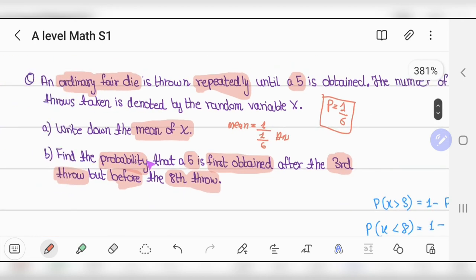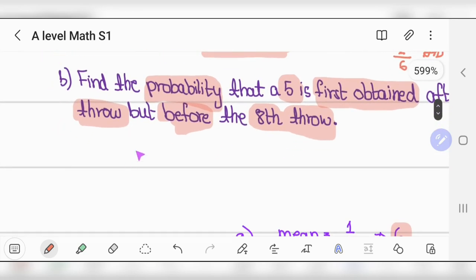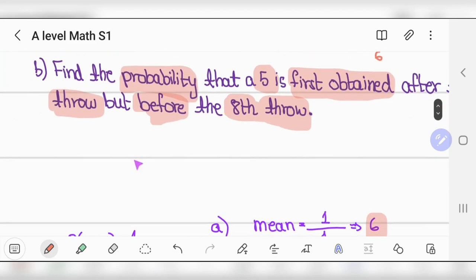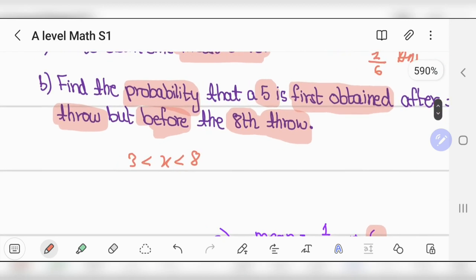And then find the probability that a 5 is obtained after the third throw but before the 8th throw. It says after the third throw, so x is greater than 3, but before the 8th throw. So you got this. Now how to find the probability of this? Simple, for example, this is the number line.